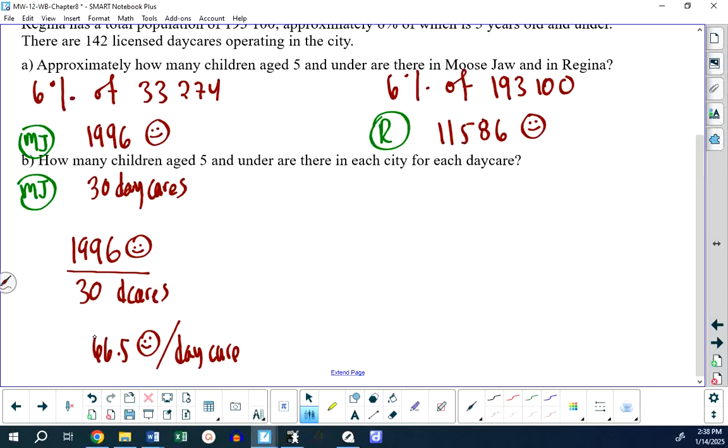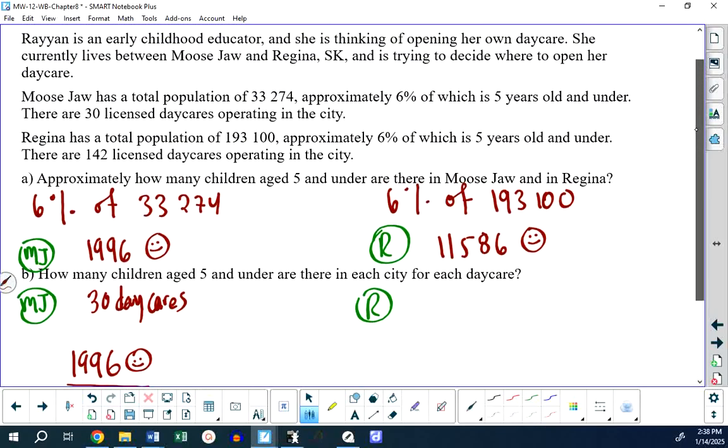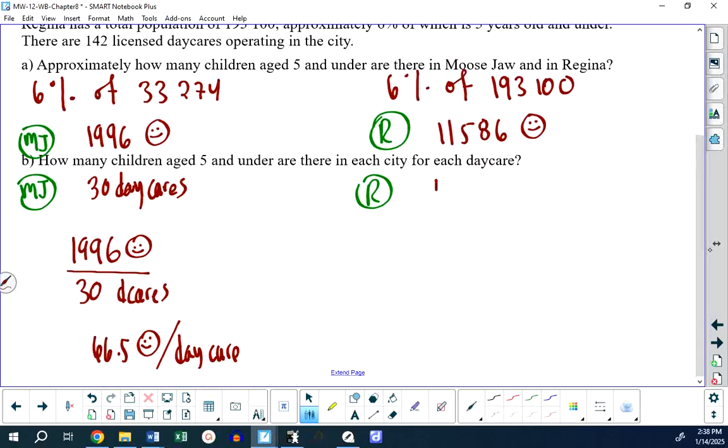Like, I mean, you can have a big daycare, right? But 66 kids, I wouldn't want to be in charge of 66 kids who are 5 years and under. You wouldn't be able to keep track of them all. You'd have to hire a lot of staff. What about Regina? Well, we know in Regina there are 142 daycares.